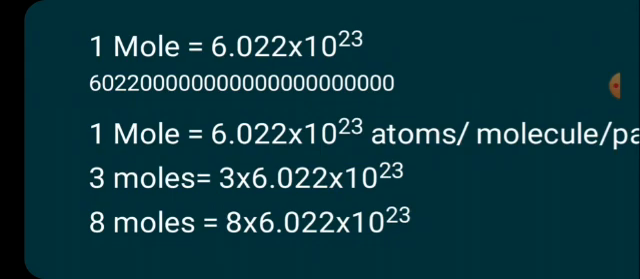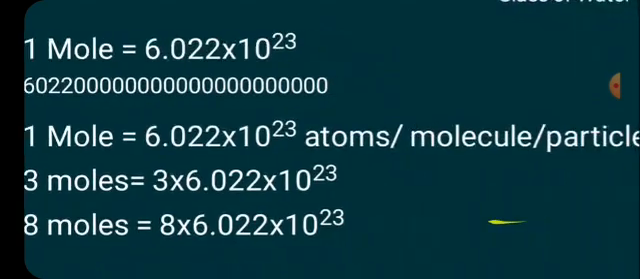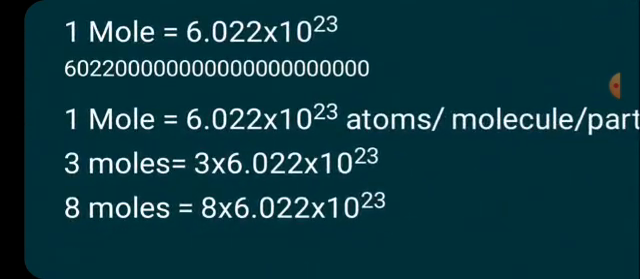1 mole is equal to 6.022 multiplied by 10 raised to 23 atoms or molecules or particles. Therefore, 3 moles will be equal to 3 multiplied by 6.022 into 10 raised to 23 particles. 8 moles is equal to 8 multiplied by 6.022 into 10 raised to 23 particles. Is it clear to you?